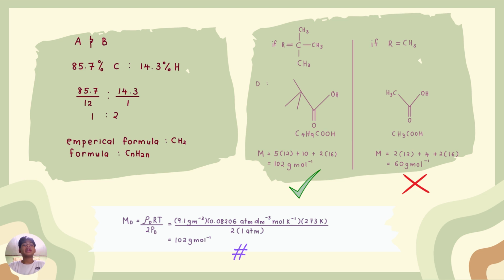Next, we try making a guess by taking R as the tert-butyl group, and from compound D given as our indicator, we find the molecular mass and get 102 grams per mole. If we take R as a methyl group, it does not give the same result.